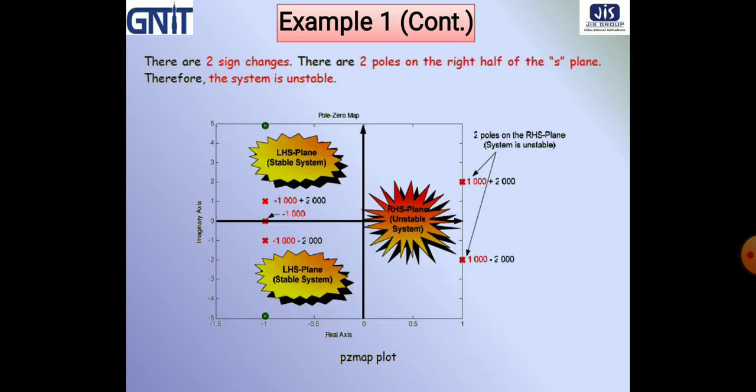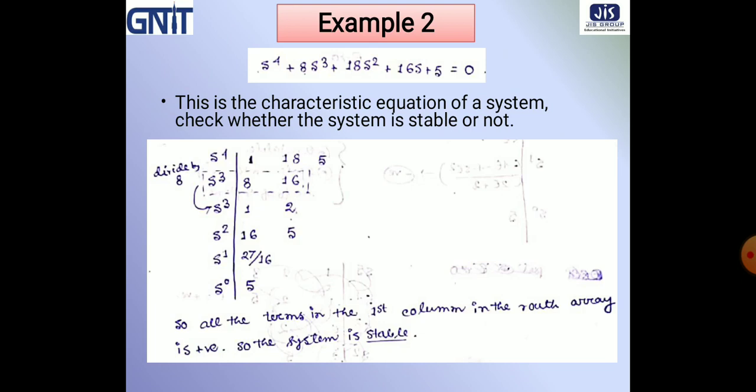And if there is any row which has a common term, then you have to divide it by that term and write it. This is one rule.